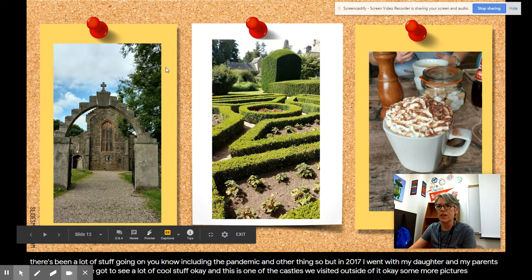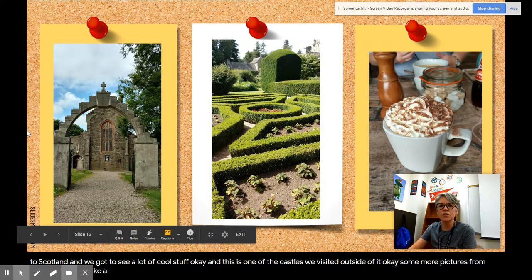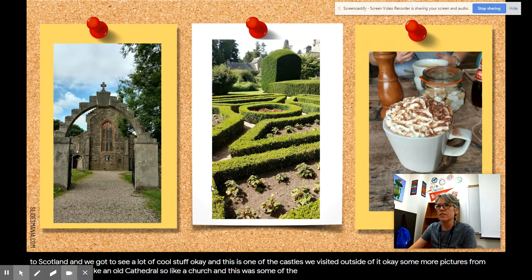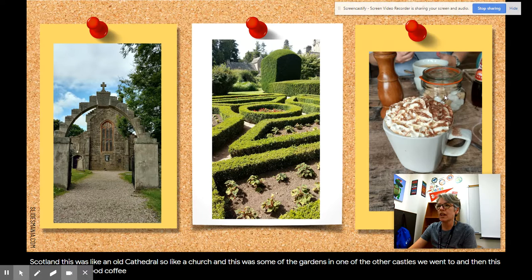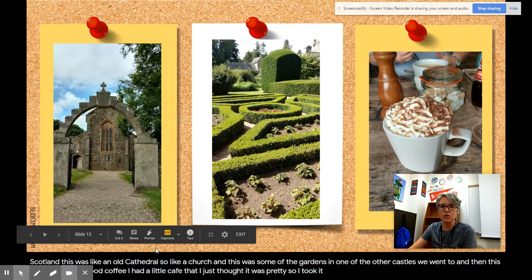Some more pictures from Scotland. This was an old cathedral, like a church. And this was some of the gardens in one of the other castles we went to. And then this was some really good coffee I had at a little cafe that I just thought was pretty, so I took a picture.